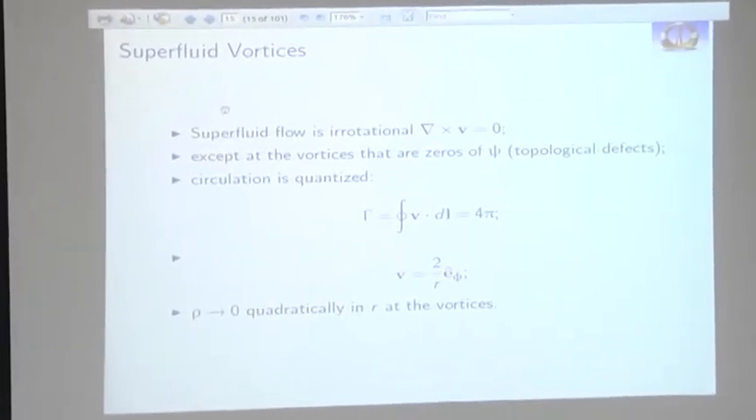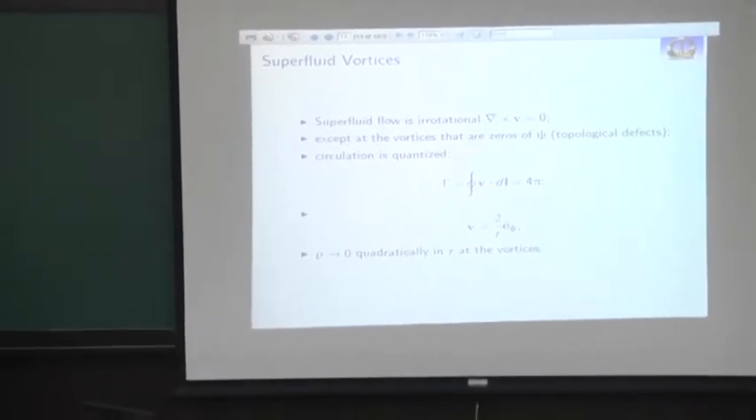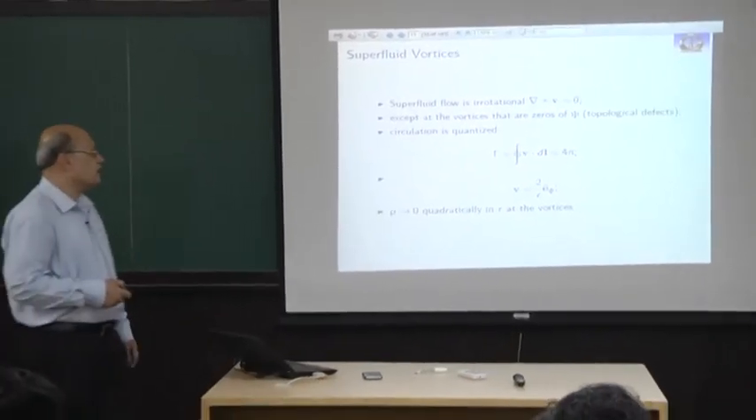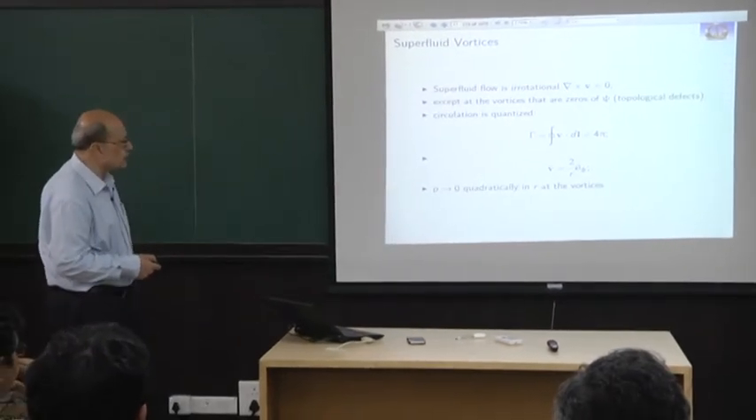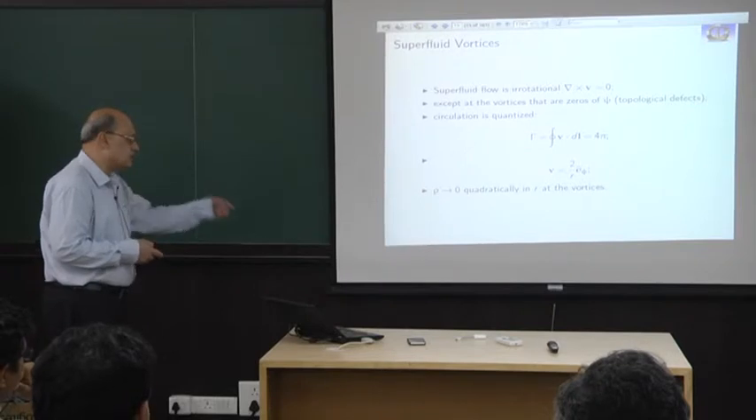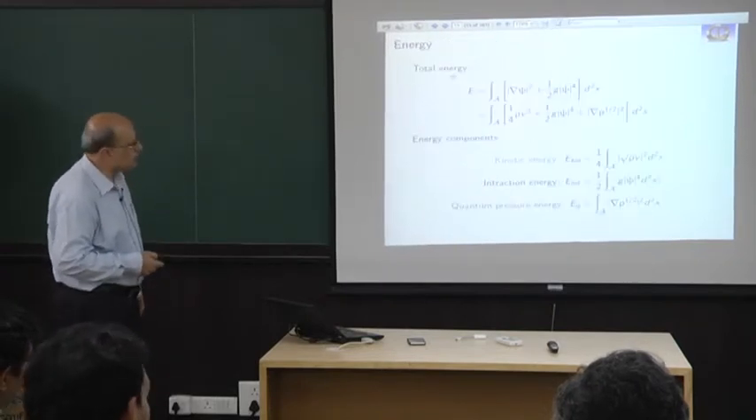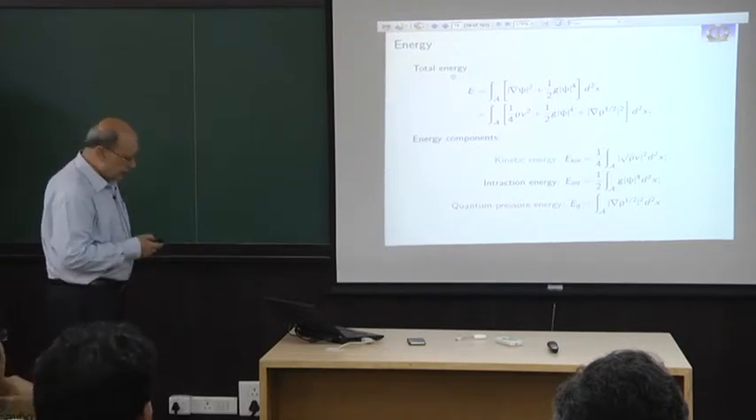Now, this sort of superfluid flow is irrotational, so curl v is 0, except at vortices that are zeros of psi. The topological defects, circulation is quantized, and rho goes to zero quadratically in r as you approach a vortex core. So again, that's the energy.